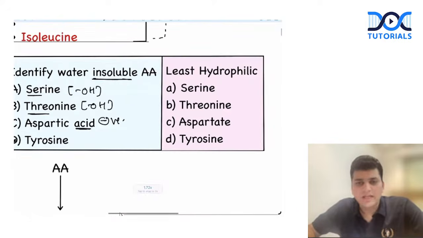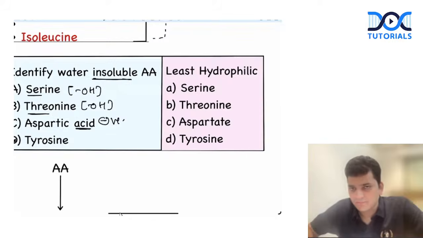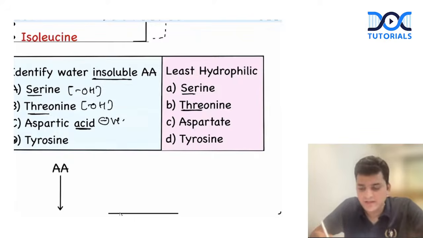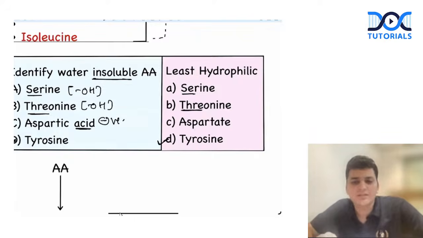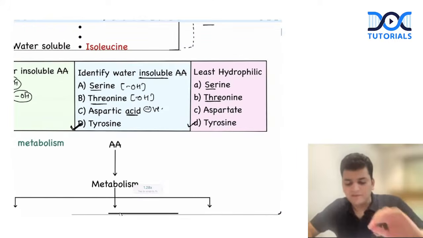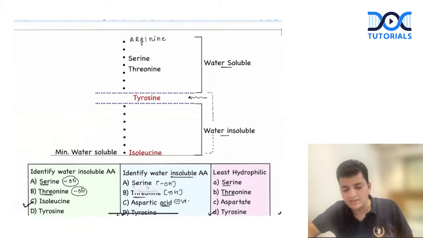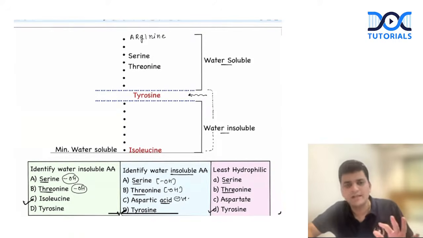In the same way, the last question: which is the least hydrophilic? Again, here you can see serine and threonine are basically alcohol containing amino acids, aspartate is acid, and tyrosine. So again, the answer is tyrosine, right? So if they want a difficult question, you need to solve it like this according to the family. Then you will decide whether tyrosine belongs to water soluble or insoluble, depending on the other choices.